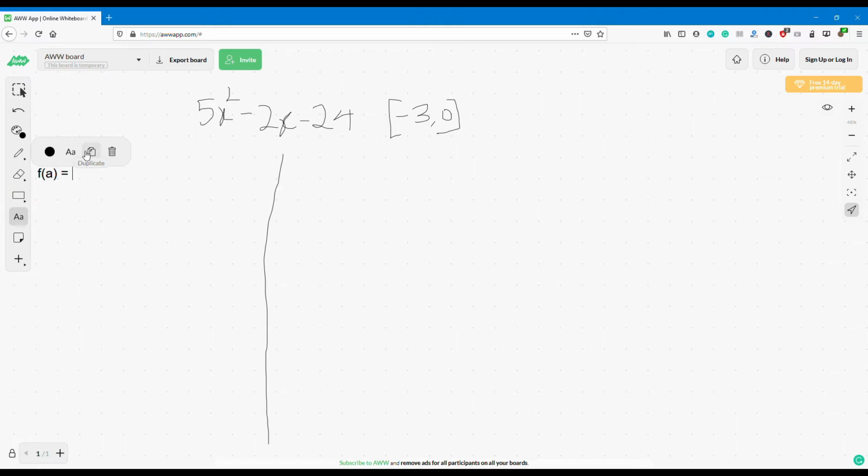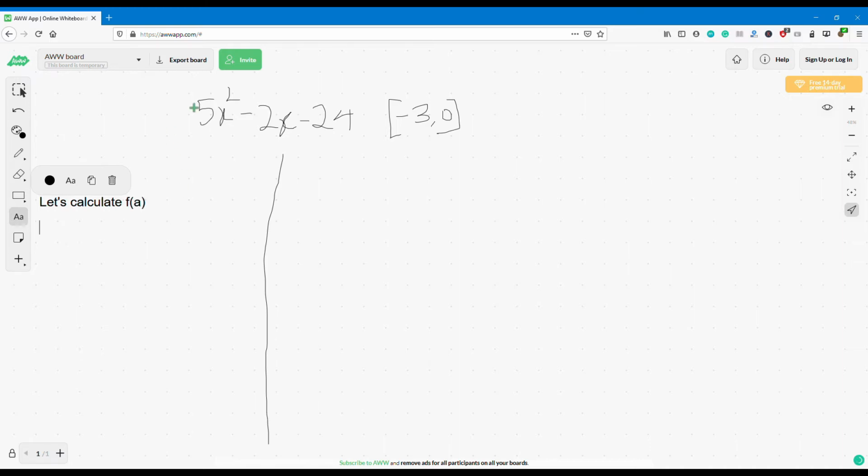Before we get started, let's write our a and our b. From this, you can see that our a is -3 and our b is 0. So let's say we want to find f of a. This means you substitute the value of a into this original function.